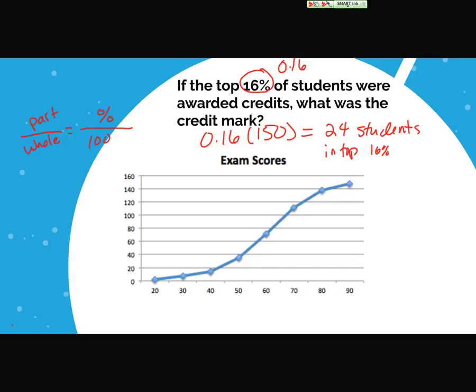So now the top 24 students, so that would be 150 minus 24 to figure out where we're going to be. That's at, am I right with 126? So that means 126 did not end up getting that credit. So we still want to find the score, so we'd have to estimate where is 126. I think it's about here. And then, what do we think the credit mark is? Yeah, about 76. So I would say about 76 marks would be that credit mark.